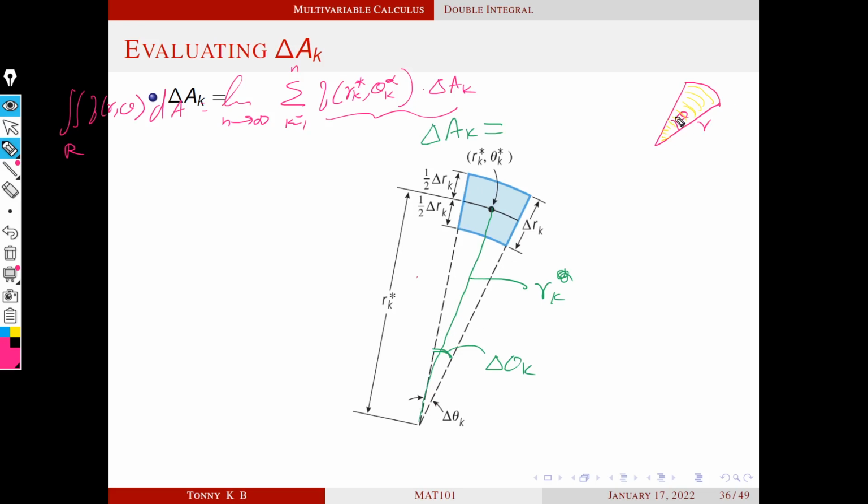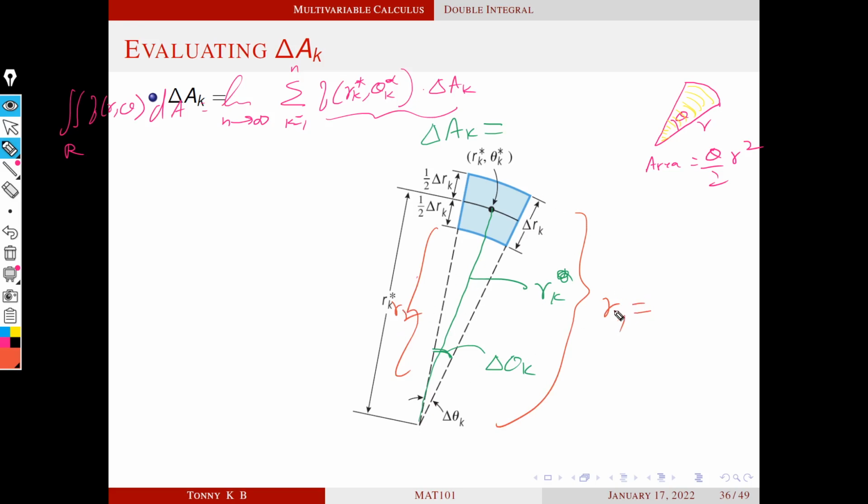Here the angle is theta, and the radius is r. Then how to find the area of this sector? Yes, its area is theta by 2 times r squared. So this is the area of a sector like this. So how to find the area of this blue region? Also we assume that this difference is delta r k, and this is the center point. So this is half delta r k, and this is half delta r k. So we assume that this big radius is r1 and this small radius is r2.